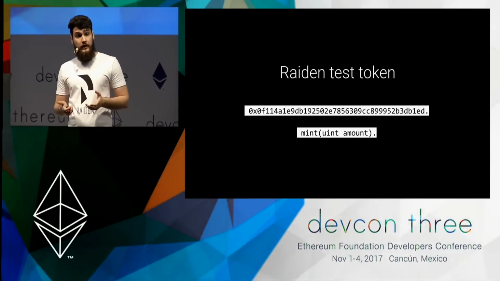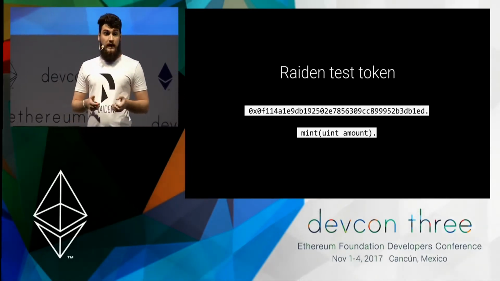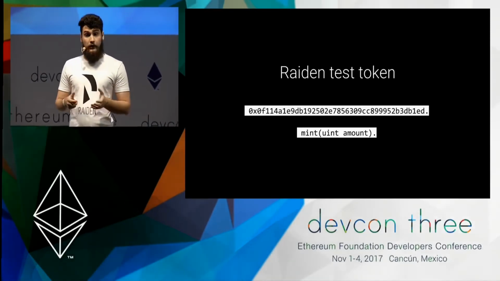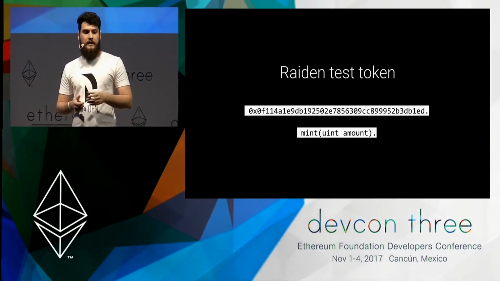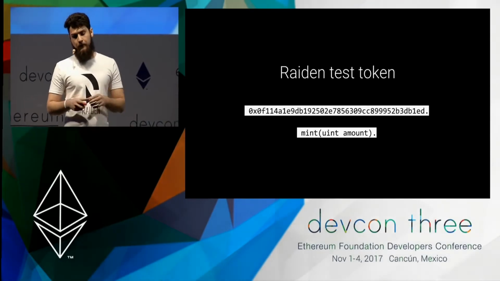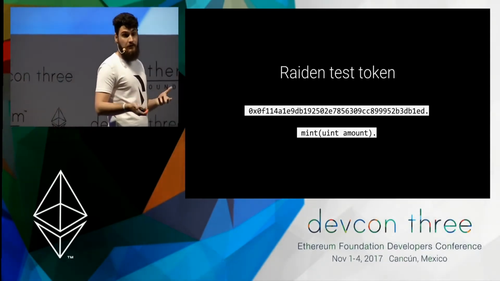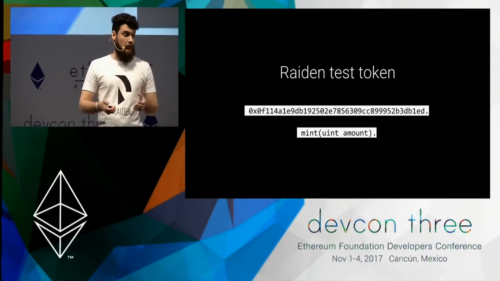So if you want to test Raiden, we currently are doing a developer preview. So it's not available on the mainnet. It's only available on the Ropsten test network. And on the Ropsten test network, we have deployed all the Raiden smart contracts, including the Raiden test token. And with the Raiden test token, we have made available a mint method that you can use to mint yourself some test tokens and use them to make payments in the test network.